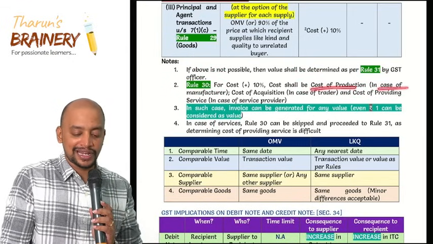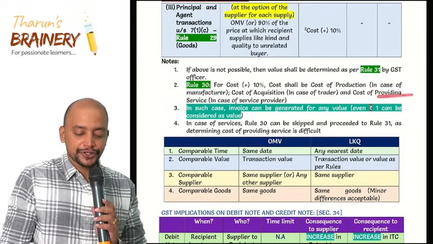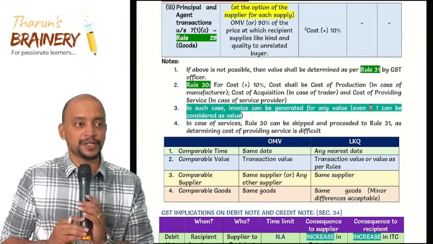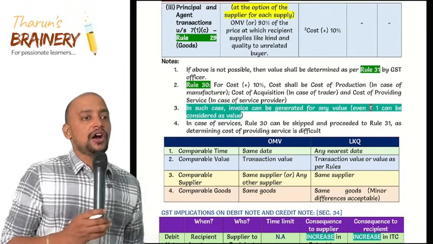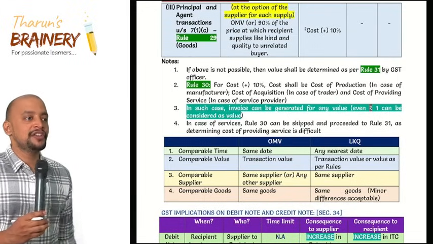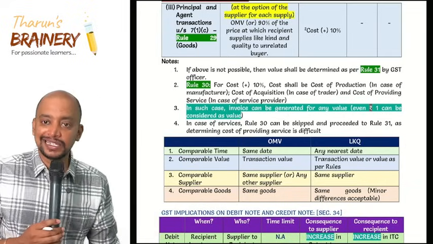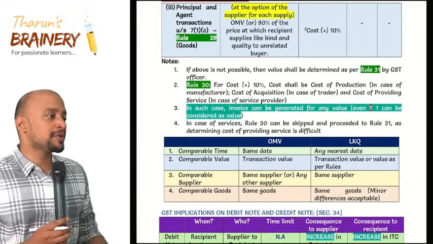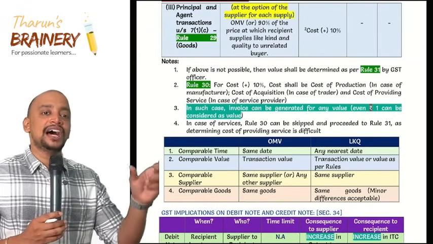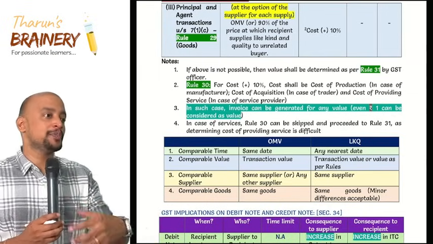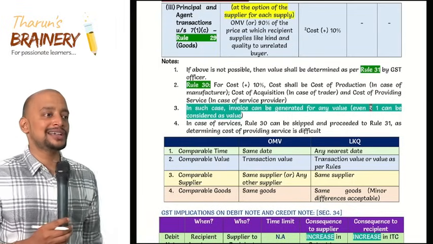So for rule 30, what should be taken as the cost? Cost of production in case of a manufacturer, cost of acquisition in case of a trader, and cost of providing service in case of a service provider. Then in case of services, basically cost cannot be determined. For a manufacturer, we have cost of production. For a trader, we have cost of acquisition, which can be easily determined. But cost of providing service is difficult to determine because there is no standard rate available for the cost of providing the services. Okay, you take any services, there is no standard rate.